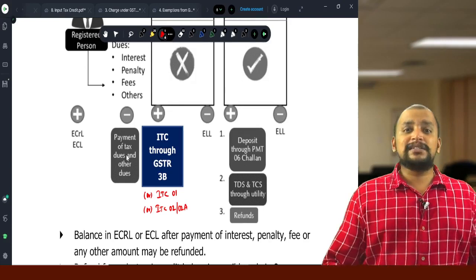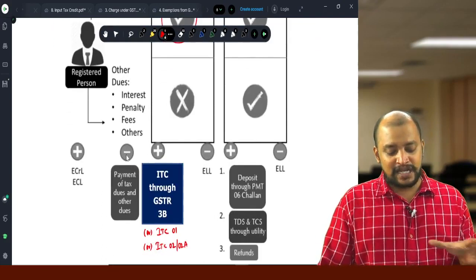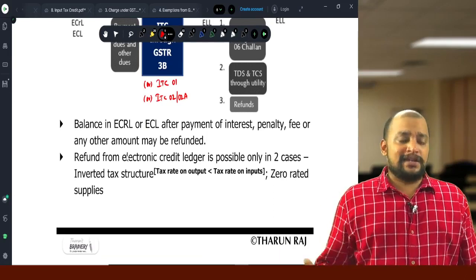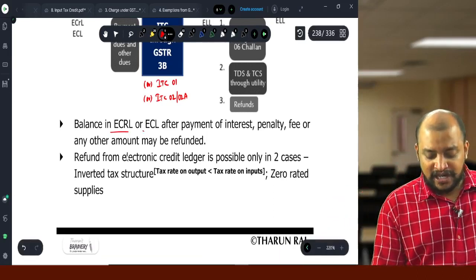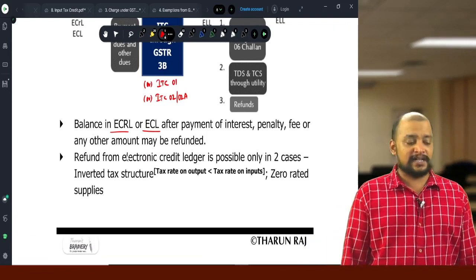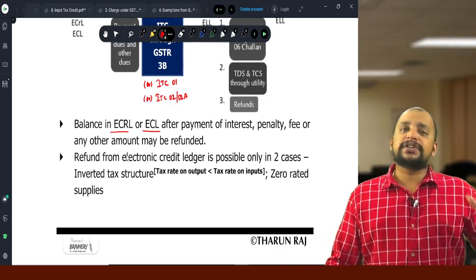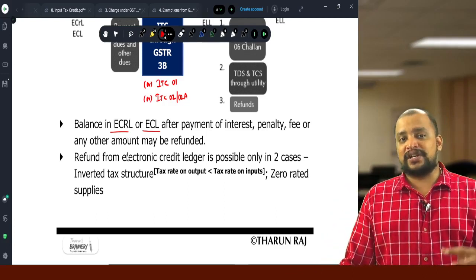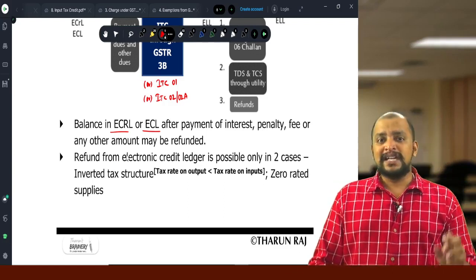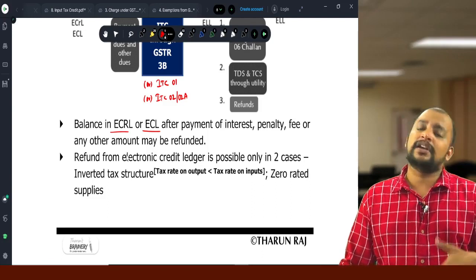Now the balance in the cash ledger can be used for payment of all the dues, that is tax dues as well as other dues. If there is any balance in the credit ledger or cash ledger after payment of interest, penalty, fee or any other amount, that may be refunded. But there is no restriction with respect to refund from the cash ledger. However, there are restrictions in case of refund from the credit ledger. In the cash ledger there are no restrictions. Whatever balance is there in the cash ledger we can get.